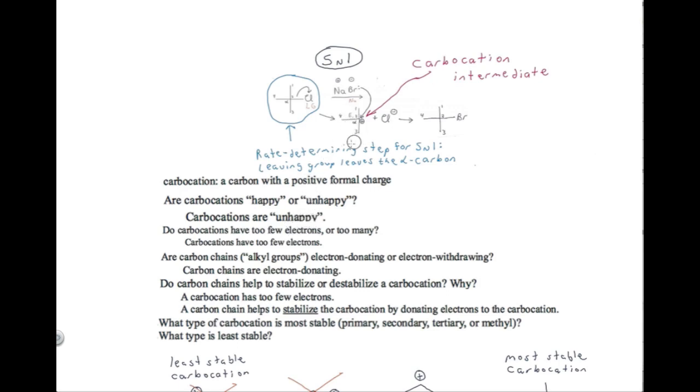So because forming the carbocation is what makes the rate-determining step slow, anything that helps to stabilize the carbocation will make the rate-determining step faster. And anything that destabilizes the carbocation will make this rate-determining step slower. The first step in an SN1 is the slow, difficult rate-determining step because it forms this unhappy carbocation. So anything that makes the carbocation less unhappy will make this first step less slow and less difficult.